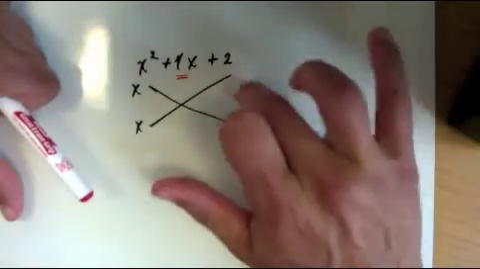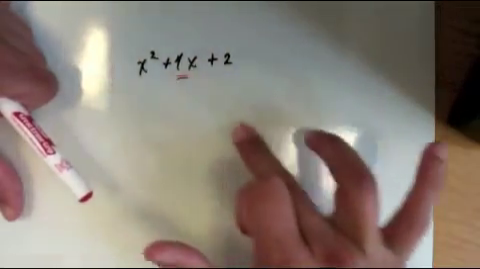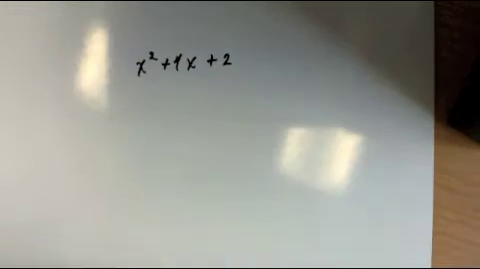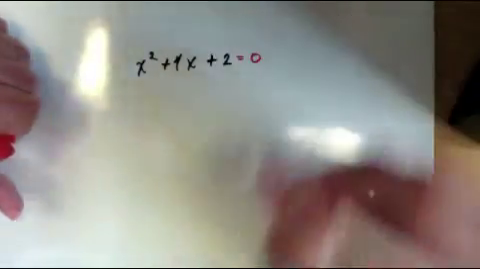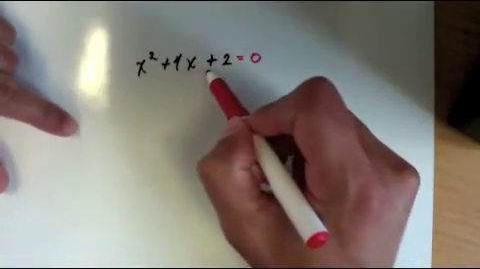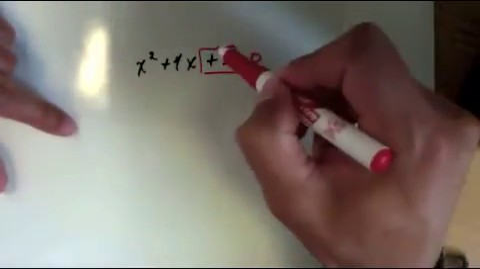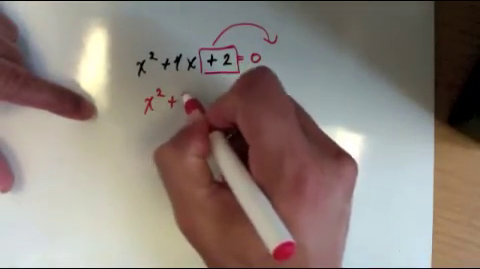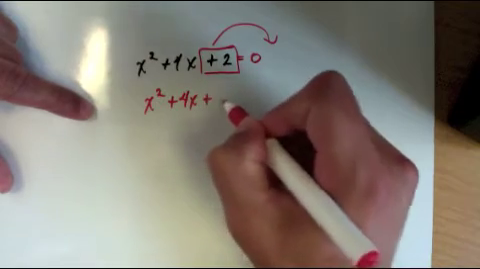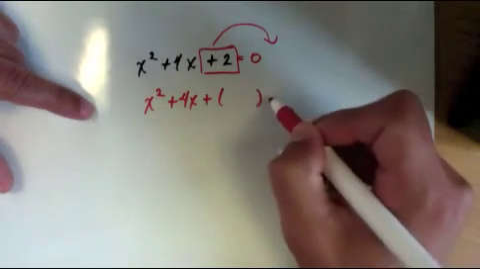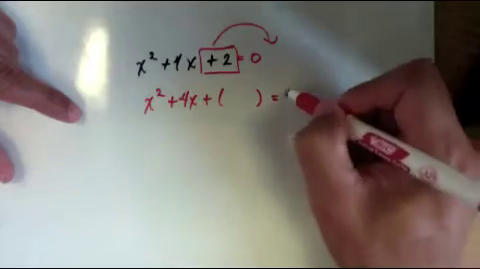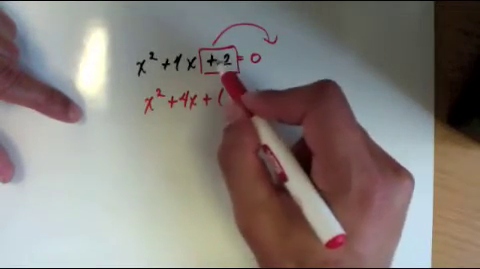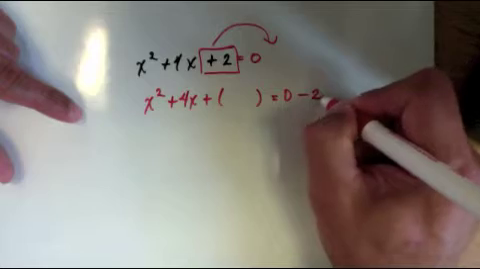So what we have to do is use what we call completing the square in order to find the solutions for this quadratic. I'm going to set it equal to 0. Now I'm going to take this positive 2 over here. I'm left with x squared plus 4x equals, and the positive 2, when I take it to the other side, becomes a negative 2.